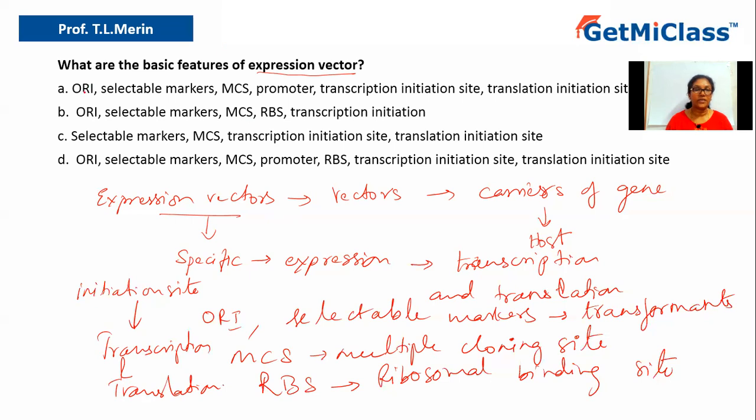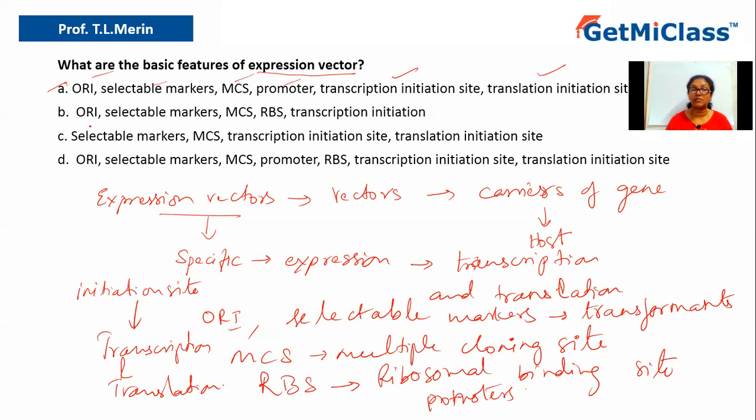So let us see. Option A says ORI, selectable marker, correct. MCS, correct. Promoters, of course, are also very important because they promote the entire process. Then transcription initiation site, yes, and translation initiation site, yes. These all should be there in a vector. But what is missing? The ribosomal binding site is missing here. So we will not consider this. Let us see all the options and then decide the best option.